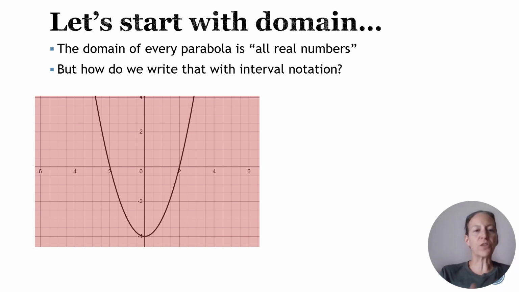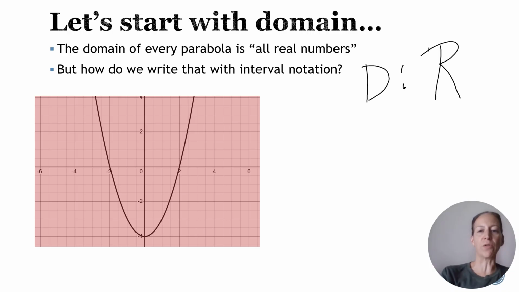So first off, we'll start with the domain. We know that the domain of every parabola is all real numbers, but how do we write that in interval notation? Now, up until this point, if you had the domain, you would write the D for domain and then use the symbol for all real numbers, which is like the R with the little extra bar on it. Now, what we want to convey with that, looking at this, is that all of the coordinate plane is highlighted all the way to the left and all the way to the right, as far as you can go. You can't cut it off at any point, okay? You've got to go all the way to the left and all the way to the right.